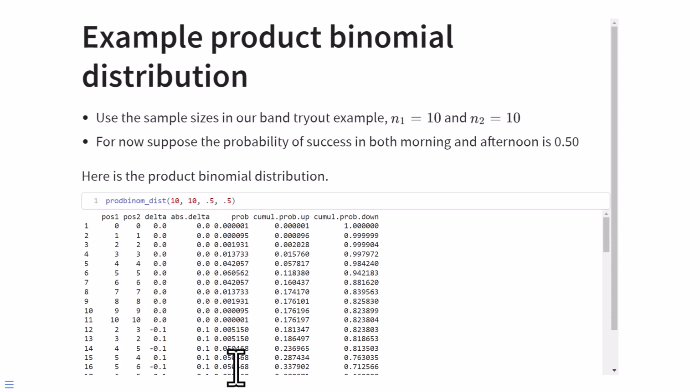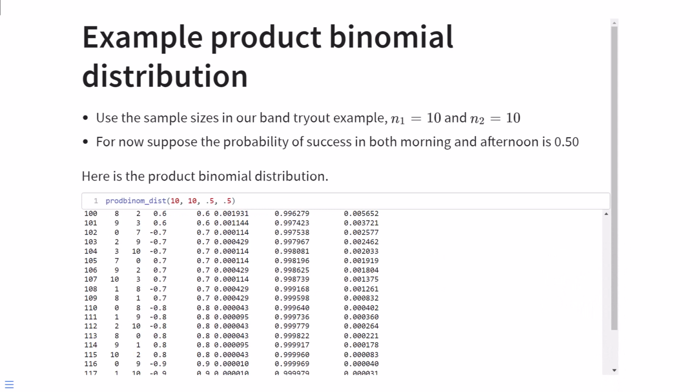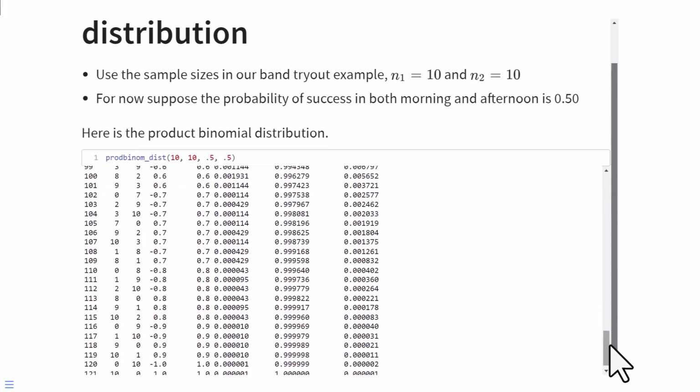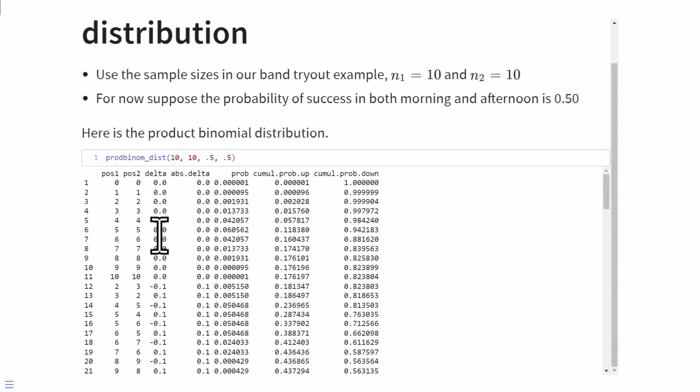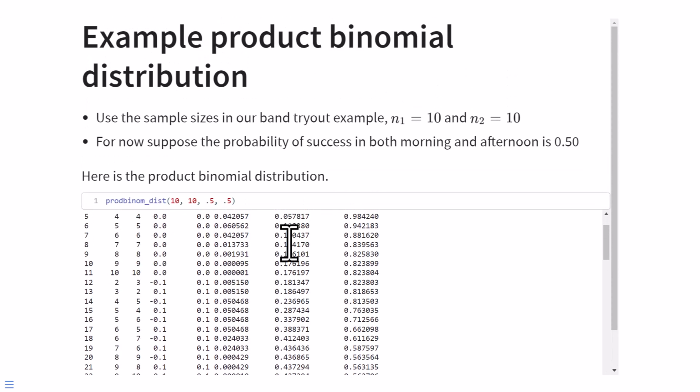Then we have probability for each of these, and then the cumulative probability going up and the cumulative probability down. So let's take all those possibilities, of which there are 121 different possibilities. Why? Because we have from 0 to 10, which is 11, for the first sample, and 0 to 10, which is 11, for the second sample, and 11 times 11, or 11 squared, is 121. So that's how we get to all these possible numbers of outcomes.